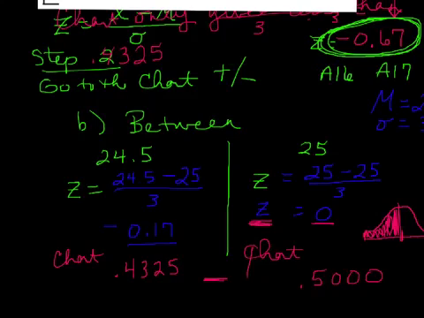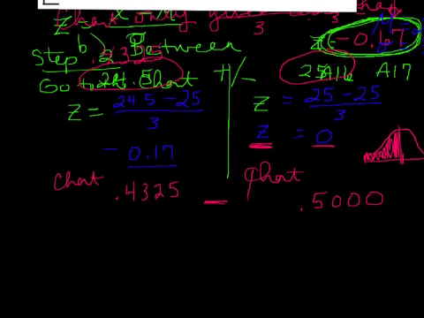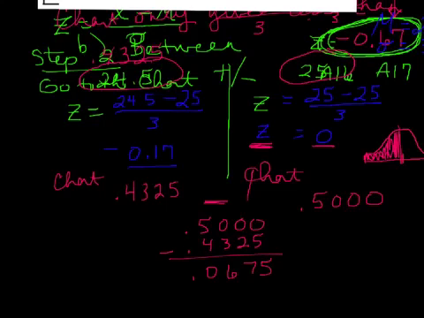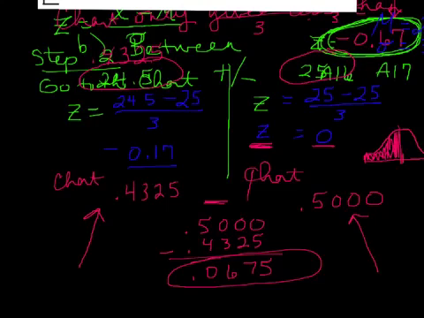Okay, so I found the chart value, or the probability, of being less than 24.5. I found the probability of being less than 25. If you subtract those two, you will find the probability of being between them. So you take the high number minus the low number, and that gives you the between probability. So you have 0.0675. That's the probability of being between. So remember, when it says between probabilities, you do 2 completely separate problems. Get the chart value for the first one, get the chart value for the second one, and then subtract the 2. And that's how you do between.